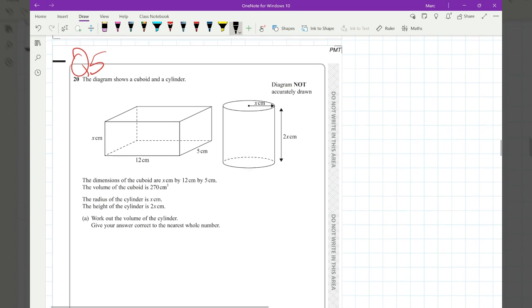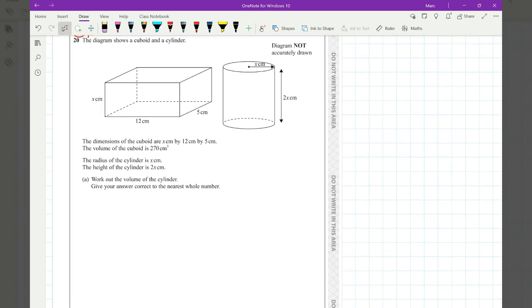Okay, question 5. The diagram shows a cuboid and a cylinder. The volume of the cuboid is 270. The radius of the cylinder is x. The height of the cylinder is 2x. Work out the volume of the cylinder.